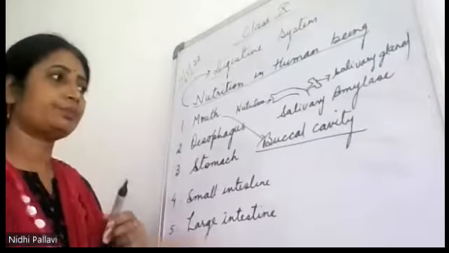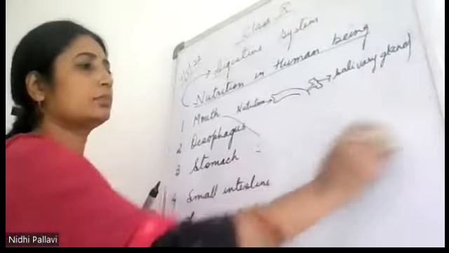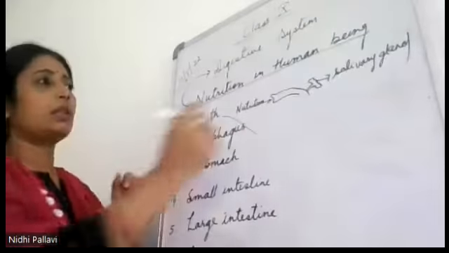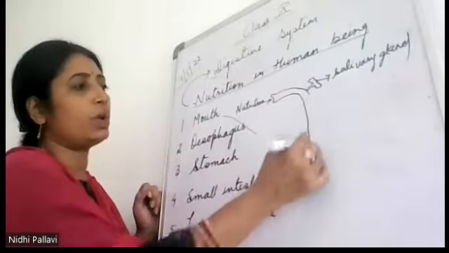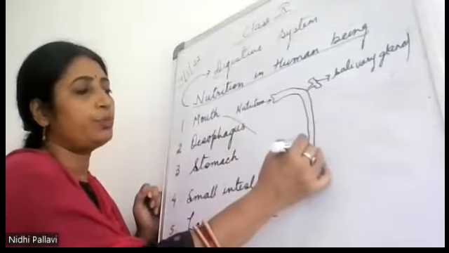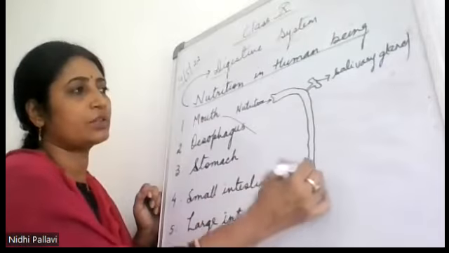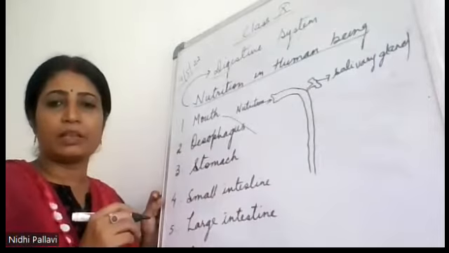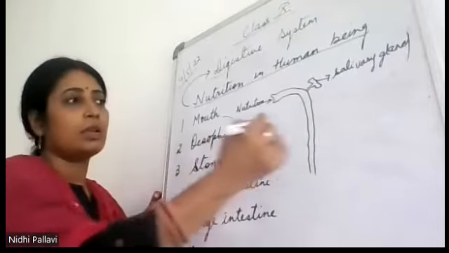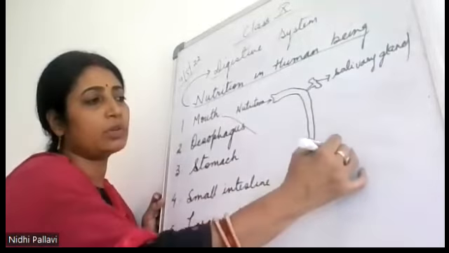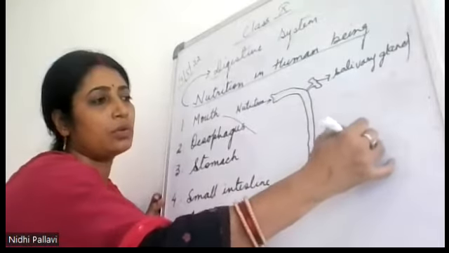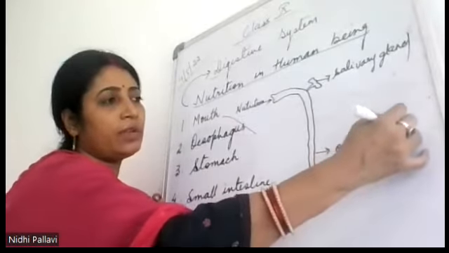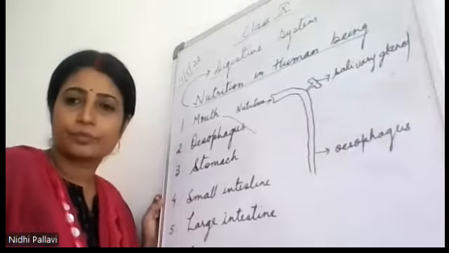So this extends to a long tubular pipe-like structure. ठीक है, एक long tubular pipe like structure होता है. इस tubular pipe like structure को हम लोग क्या बोलते हैं? That is oesophagus.